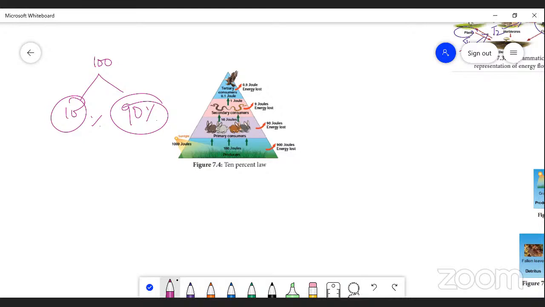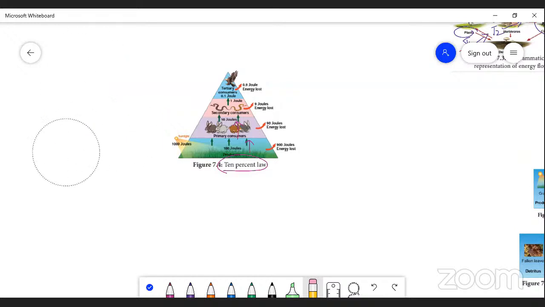According to that, every time energy is transferred from one trophic level to another trophic level, only a small amount of energy is transferred and stored. A large amount of energy is lost in the form of heat. It can be explained by what is called the 10% law. Actually, the 10% law is similar to thermodynamics law 2.